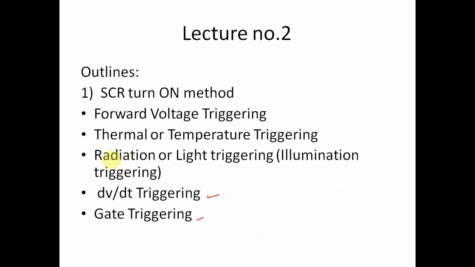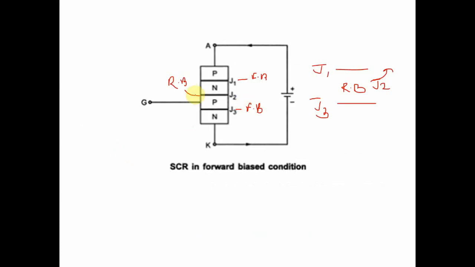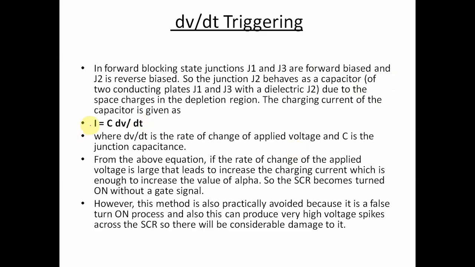Here, the J1 and J3 junctions are two parallel conducting plates, and in between, the reverse biased J2 junction acts as a dielectric material. The charging current is given by I is equal to C into dV/dt, where dV/dt is the rate of change of applied voltage and C is the junction capacitance. But the dV/dt method is practically not used because it will damage the SCR.